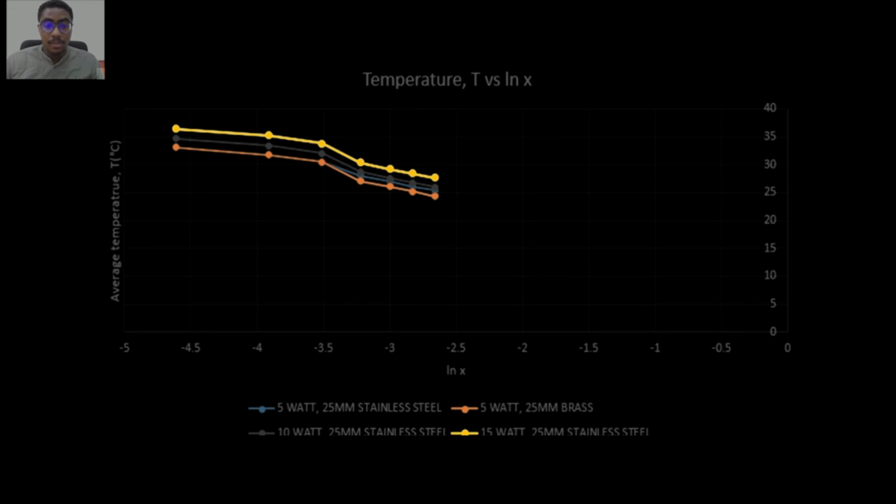Lastly is the relationship between temperature and ln x. In this figure, we can see that as ln x increases, the temperature value decreases. The thermal energy, due to the heat dissipation, no longer has enough energy to constantly heat up the material per meter for 1 degree to conduct.